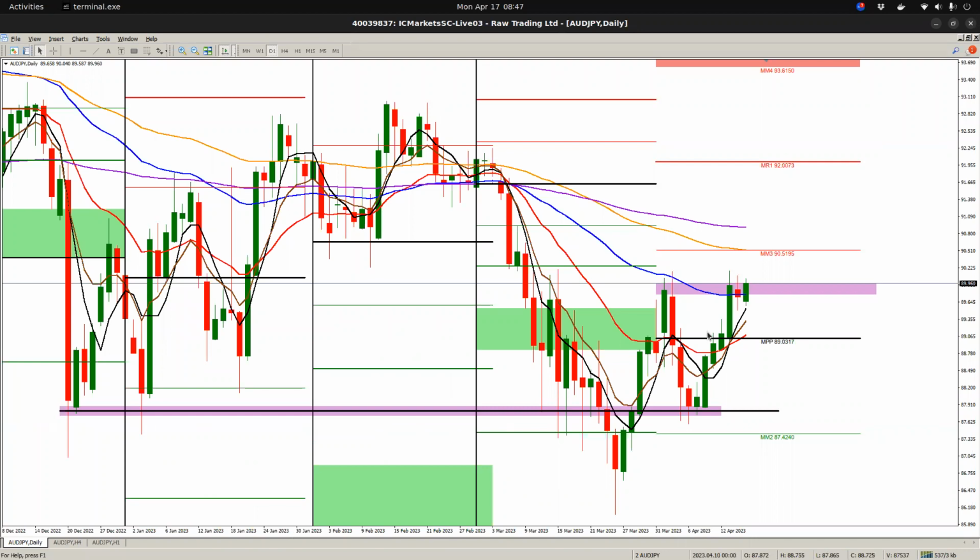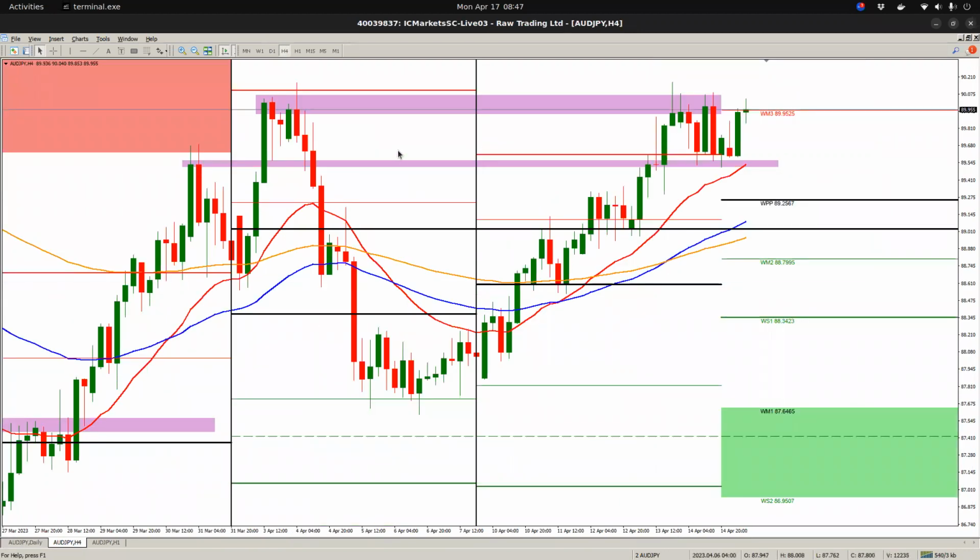Aussie Yen. Now, we spoke about Aussie Yen last week, sitting at the top of this range over here. You can see we were looking for price to break support and support to become resistance. That has not happened yet. So therefore, you have not sold Aussie Yen. You currently are at a weekly M3.